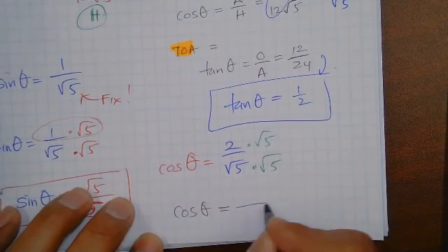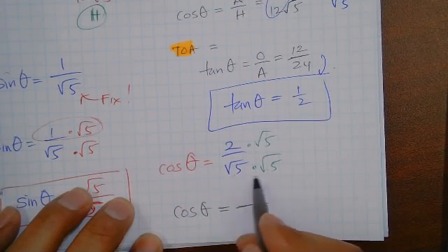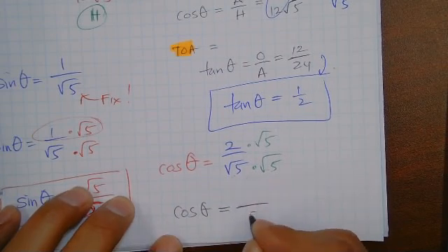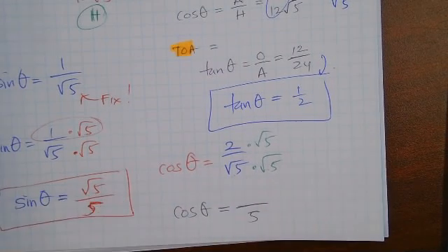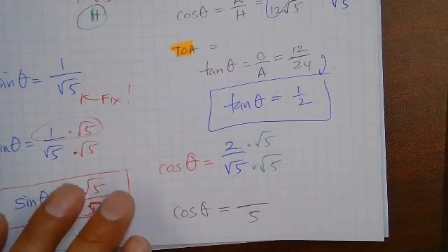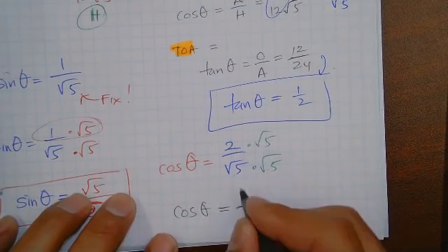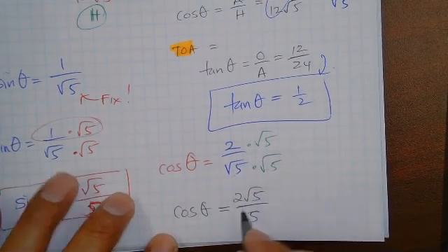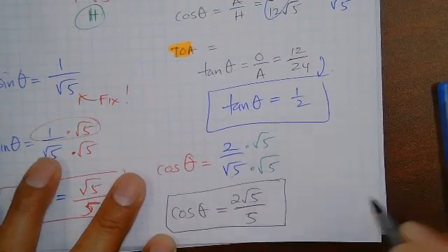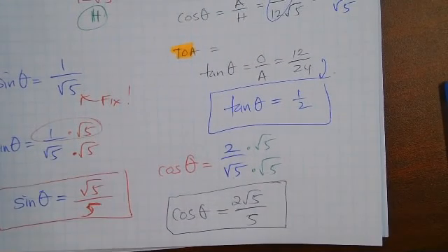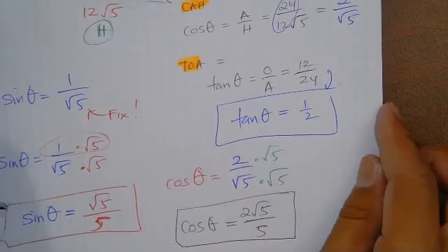So what are you really going to see for cosine? Cosine is going to really be what? Well, on the bottom, we made it work out to be 5, right? Just a whole number 5, the square root of 5 times the square root of 5. And in the numerator, 2 root 5. Okay?